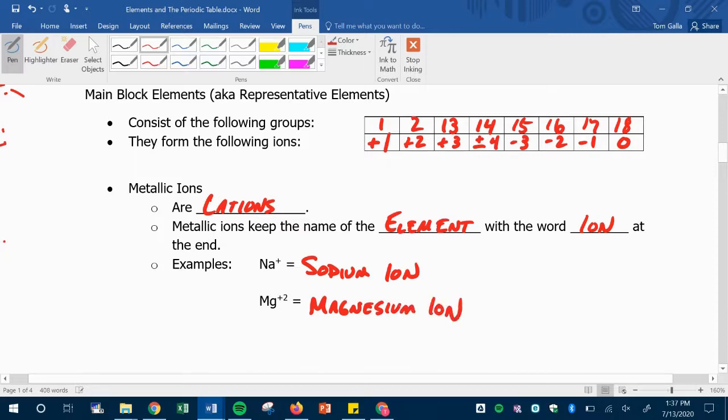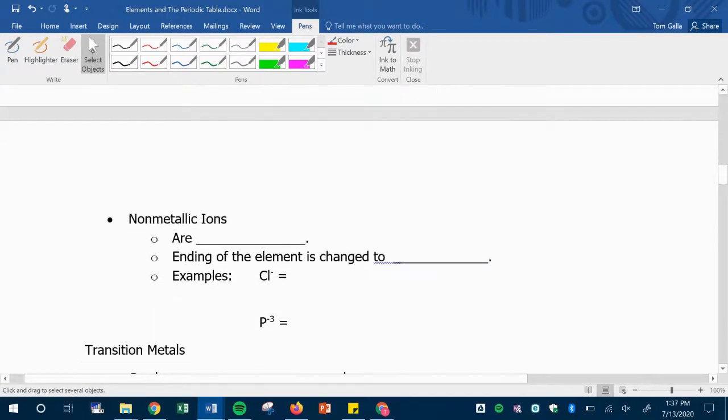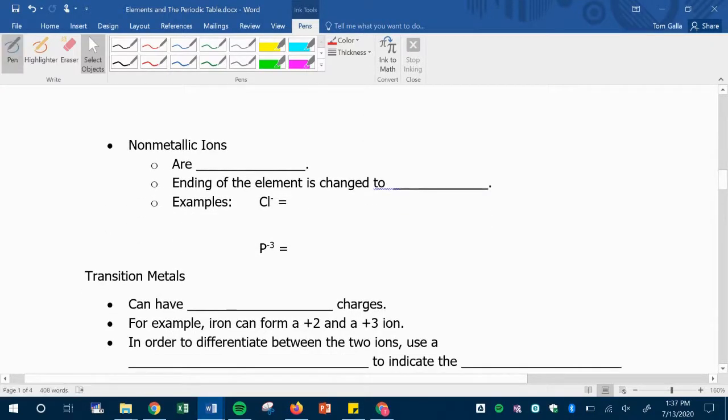All right, now this is all of our positive charges. What about some of our negative charges? For our negative charges, remember, this is where we had all of our non-metals. So these are all of our non-metallic ions. Now these we call anions, anions being the negative charge.